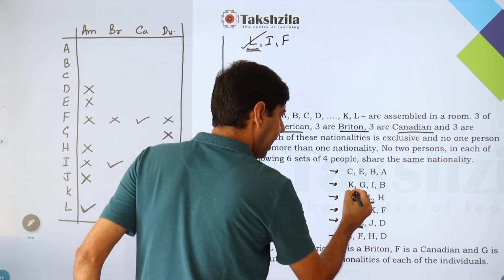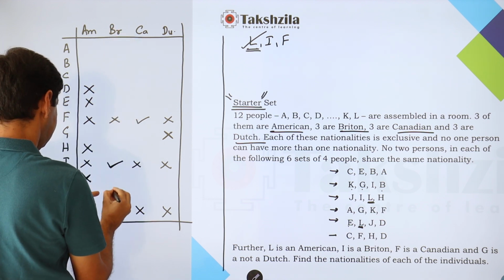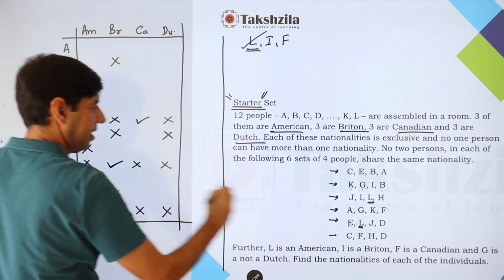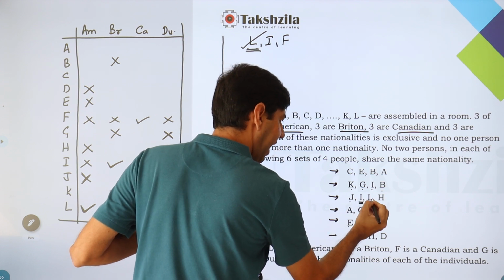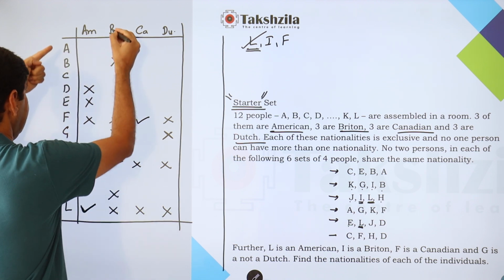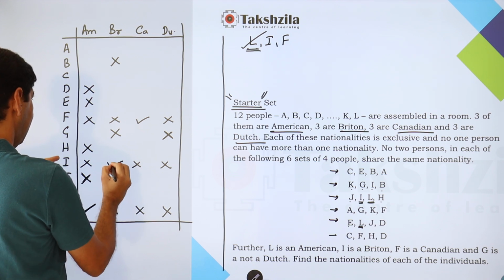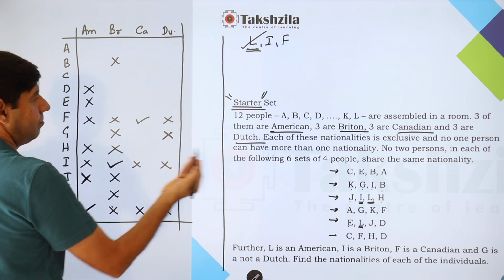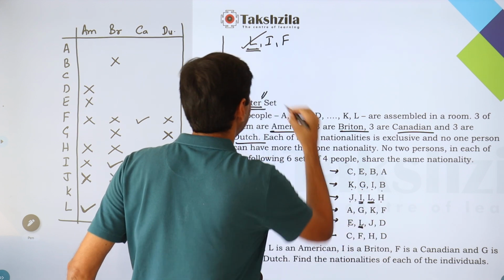I, K, G and B are not from Britain. Who else? Where is I? J, L and H are not from Britain. Okay, so that's okay. So I is done. Any other I? One I, two I, there's no I, so I is done.